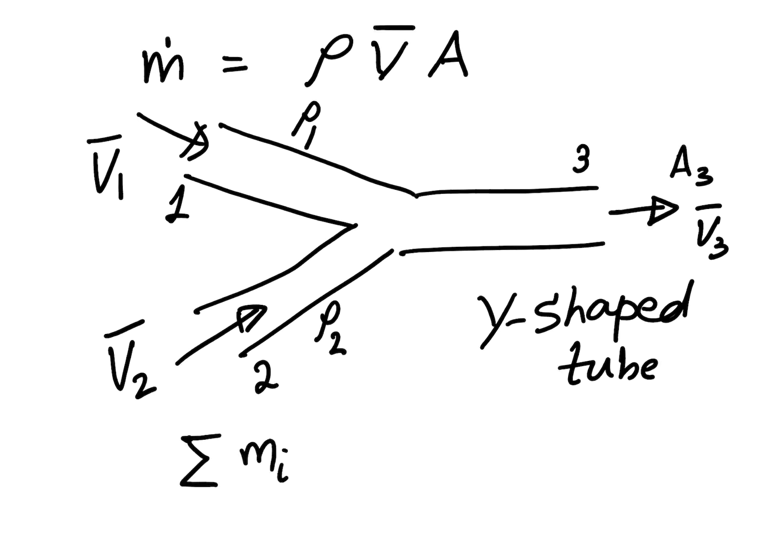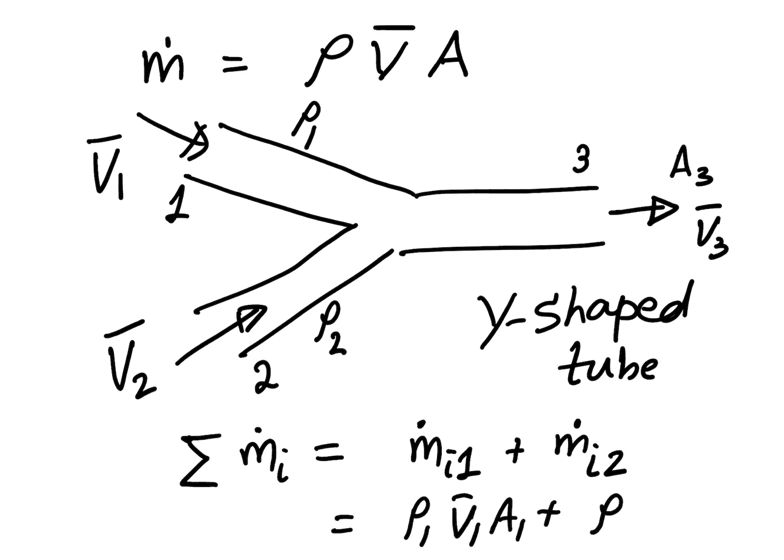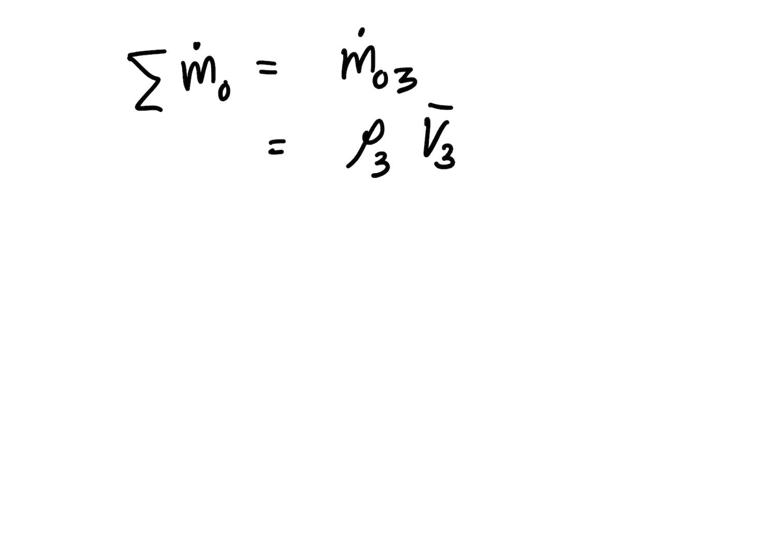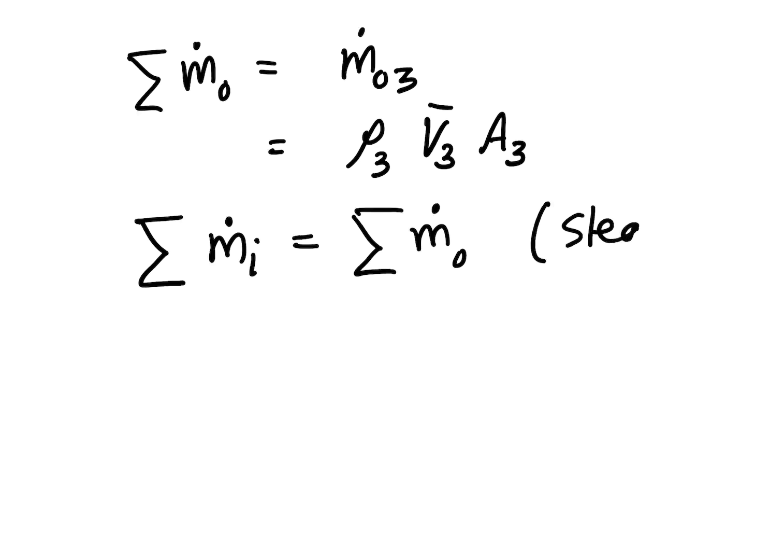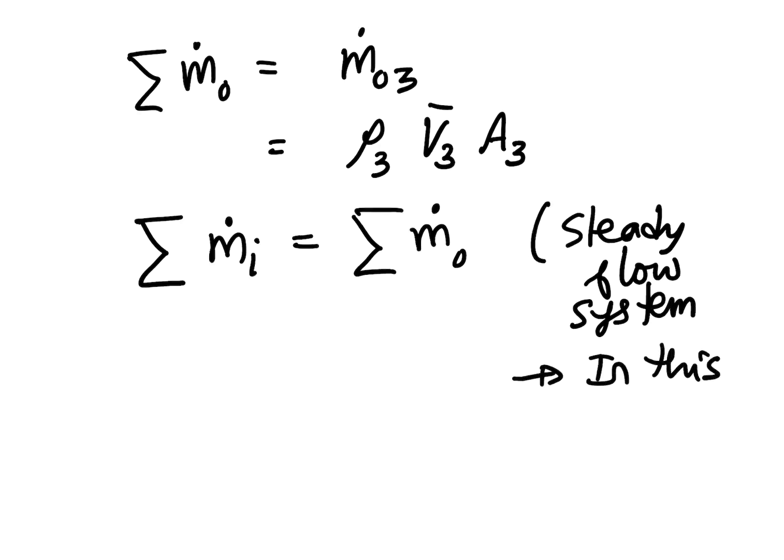We have the sum of all the inlets, sigma mi dot, going to be mi dot 1 plus mi dot 2. So this is rho 1 V1 times A1 plus rho 2 V2 times A2. The outflow, sigma mo dot, is simply mo dot 3, which is rho 3 V3 times A3. Now what is our mass balance for a steady flow system? Summation mi dot equals summation mo dot for a steady flow system. Now in this course we'll only see steady flows.